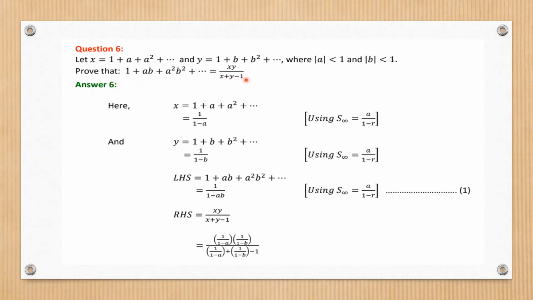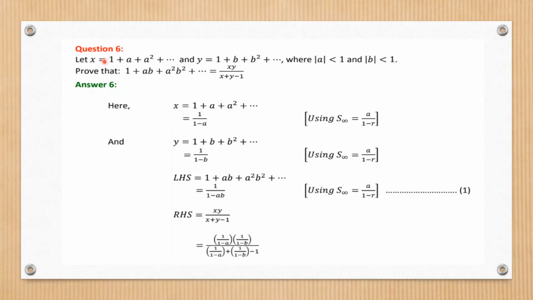Now observe this question first. You see that x is equal to the sum of an infinite GP, y is equal to the sum of a different infinite GP, and using these, see the connection of a and b. You have to prove that 1 plus ab plus a square b square plus and so on, which is again an infinite GP, is equal to xy upon x plus y minus 1. So that means all of these three GP sums are related to each other. So let us see how to solve it.